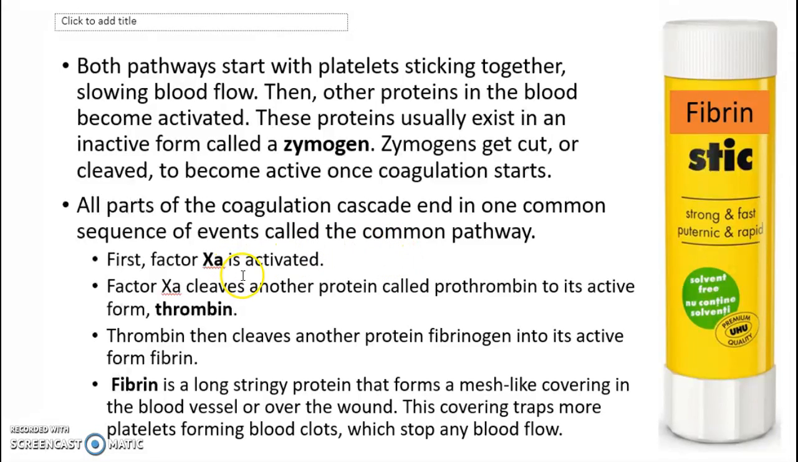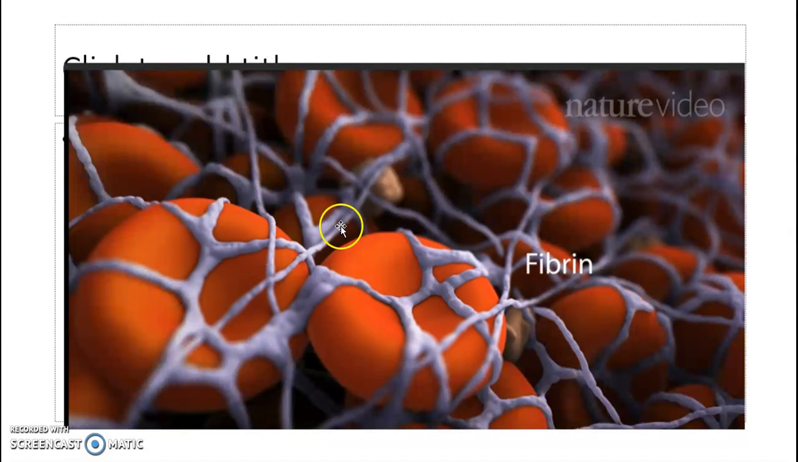So first, factor 10A is activated, and then factor 10A cleaves another protein called prothrombin to its active form, thrombin. And thrombin will cleave another protein called fibrinogen into its active form, fibrin. So this one, fibrin.